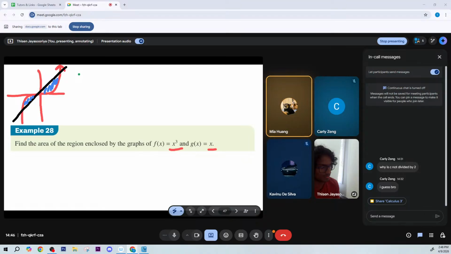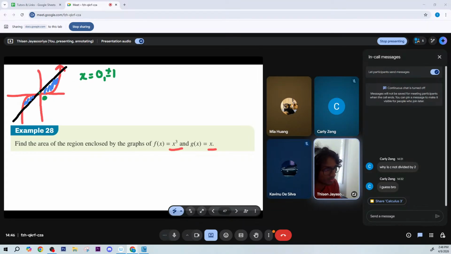It would be x equals 0 and x equals plus or minus 1. So here we get 0, we get minus 1, and we get 1 over here. Yeah? So I want to write out the integral for this. There's two ways I can do this.